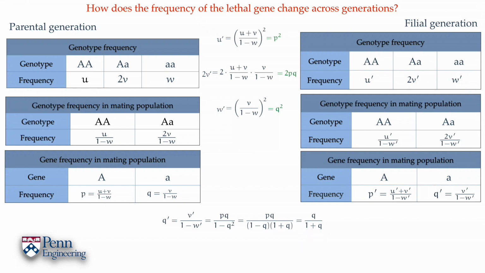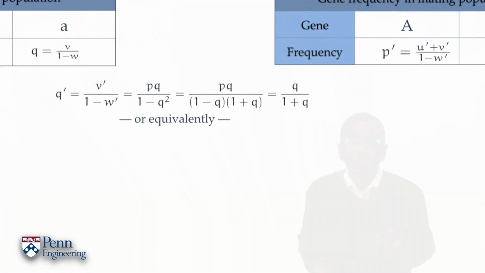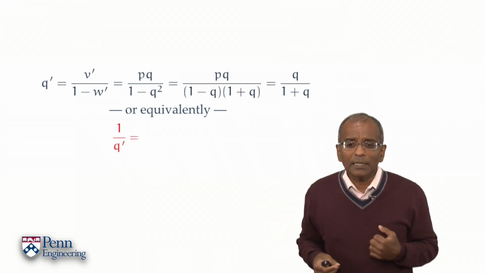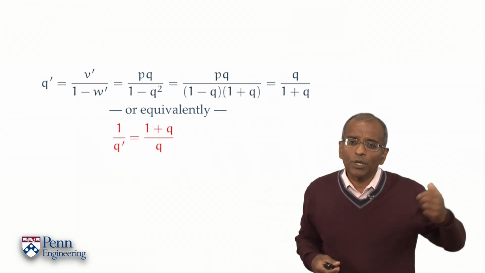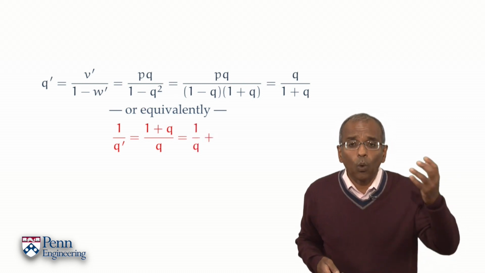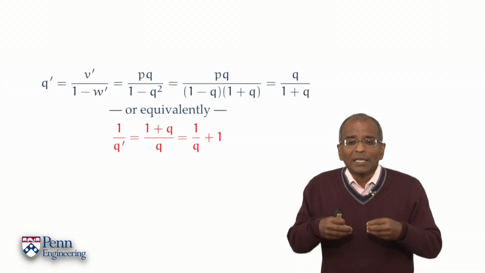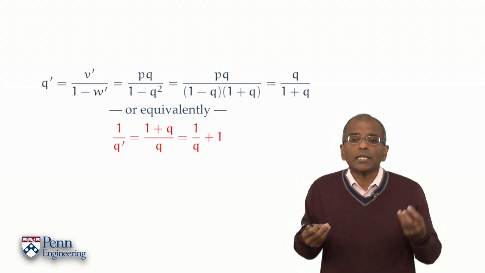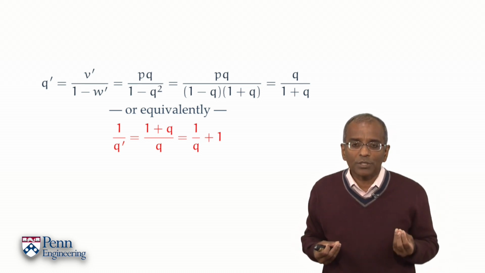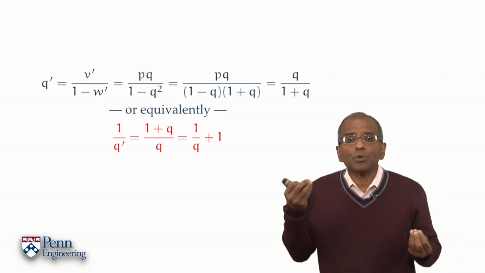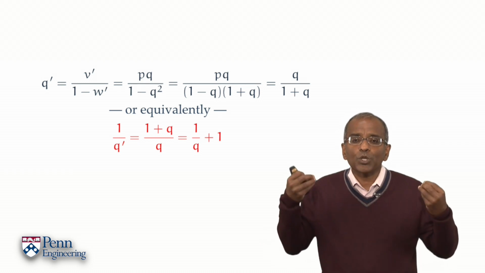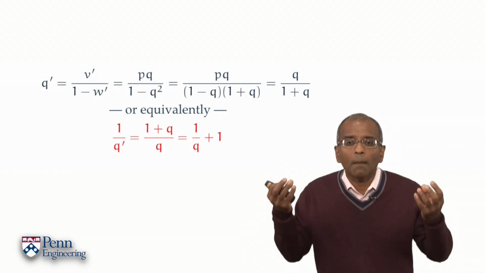A little rejiggery will make it even simpler. Simply take the reciprocals of both sides. So, if you look at 1 over q prime on the left-hand side, that is the same as saying 1 plus q over q, which is the same as saying 1 over q plus 1. Or in words, we can put it very succinctly. The reciprocal of the lethal gene in the mating population in the filial generation is given by the reciprocal of the proportion of the lethal gene in the parental population plus 1.